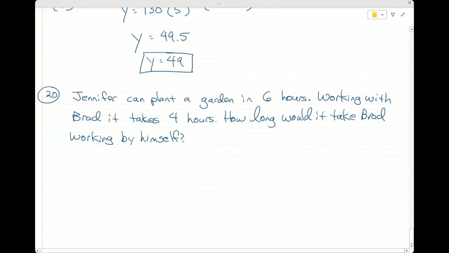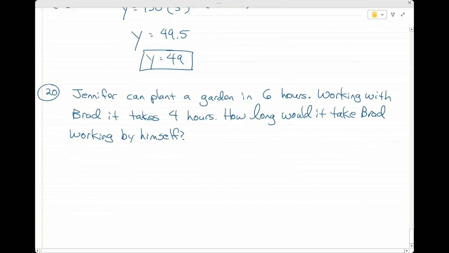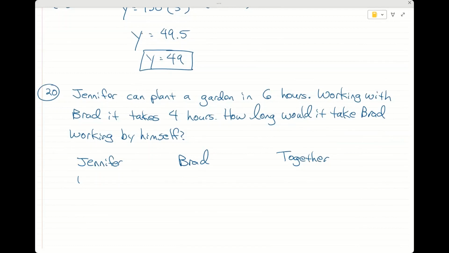So this is an example of a work equals rate times time problem. Very similar to the distance equals rate times time problems. They're all kind of the same. So we have Jennifer's work, we have Brad, and then we have together. And work is equal to rate times time. The difference is when you're working together, you're adding the two rates.